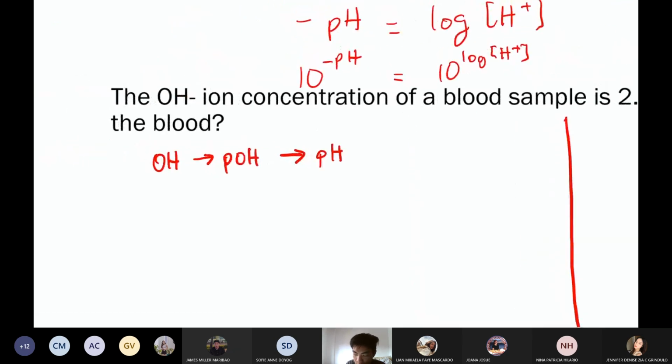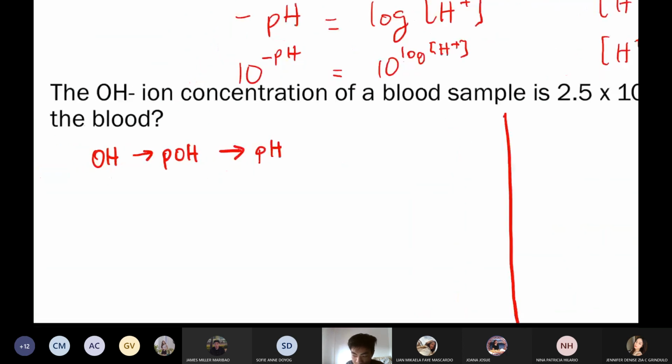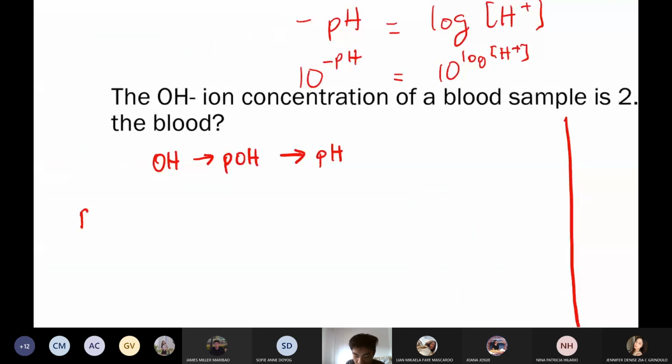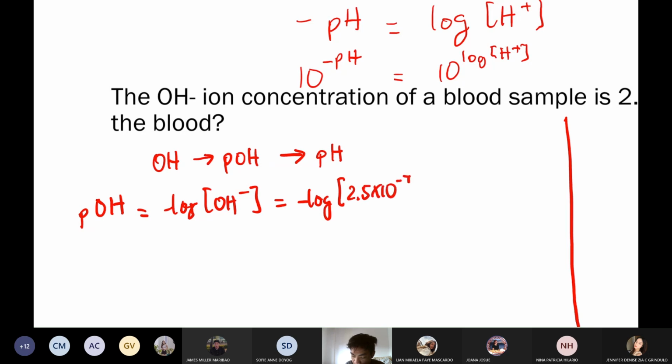Okay, so the concentration of OH is 2.5 times 10 raised to negative 7. So, kung kukunin mo yung POH, that's equal to negative log ng OH minus, which is negative log of 2.5 times 10 raised to negative 7. Plug in natin sa calcu. Okay. So that is 6.6. Yan yung POH niya. Paano mo makukuha yung pH?